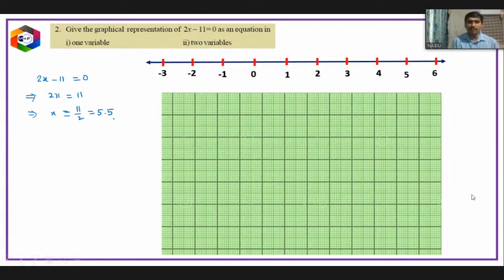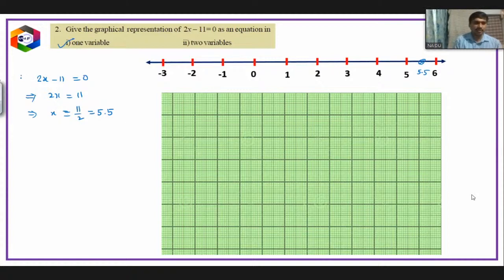So it will be the line whose solution lies between 5 and 6. I think it is clear here. So between 5 and 6, this point will be 5.5 on the number line. So for the first one, this is the solution. That's all. Only one solution.